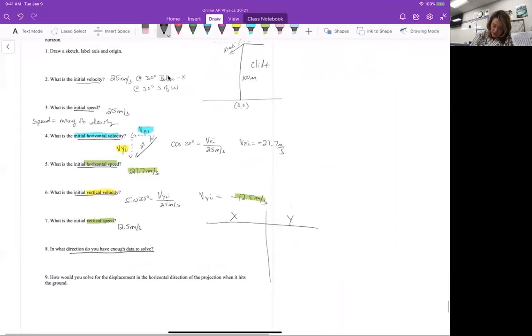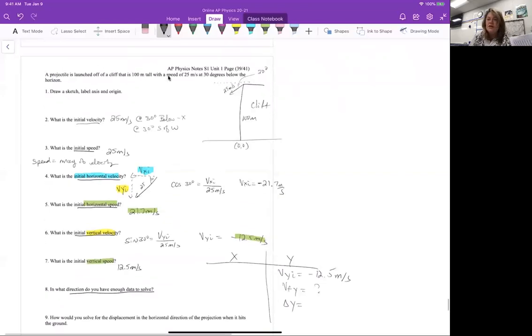What do I know? I know Vy initial is equal to negative 12.5 meters per second. I forgot my delta y. I don't know my final velocity when it hits the ground in the y direction. I just know delta y. What is this delta y? Well, the cliff is 100 meters again. I started at 100 meters up, and I find a final location at 0 in the y direction. 0 minus 100, I get negative 100. So I have a negative 100 meter displacement.